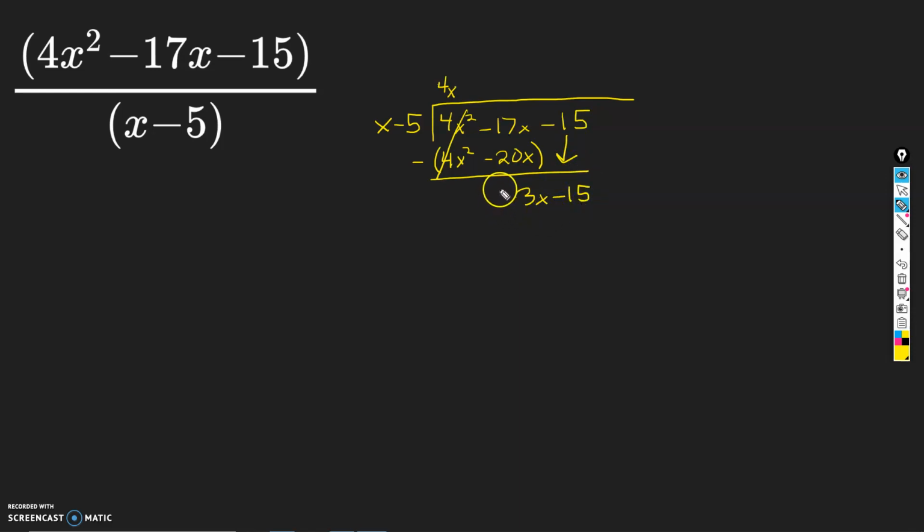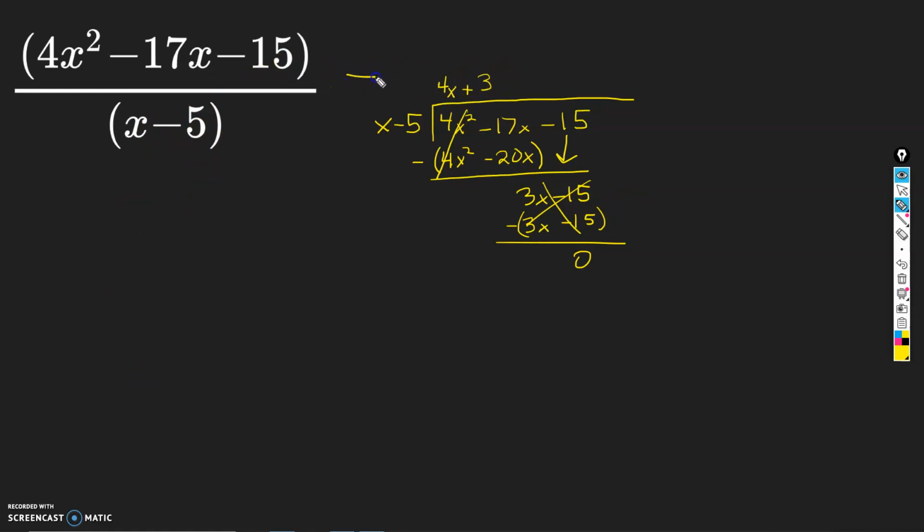Okay, so my next question, I play the same game again. How many times does x go into 3x? It's going to go in positive 3 times. 3 times x is 3x. 3 times negative 5 is negative 15. If we subtract these guys, oh, they'll blow out entirely, so remainder will be 0. So 4x squared minus 17x minus 15 divided by x minus 5 is indeed 4x plus 3.